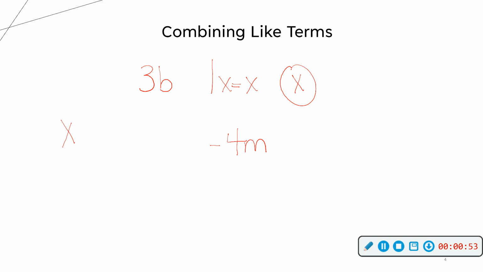So in this case, I could not combine these two because they have different exponents. Yes, they're the same variable, but since they have different exponents, they're not alike. Okay? So let's look at an example.